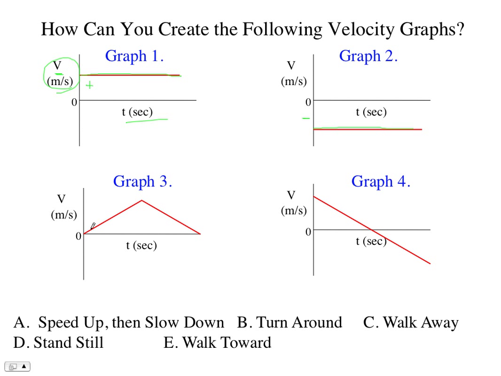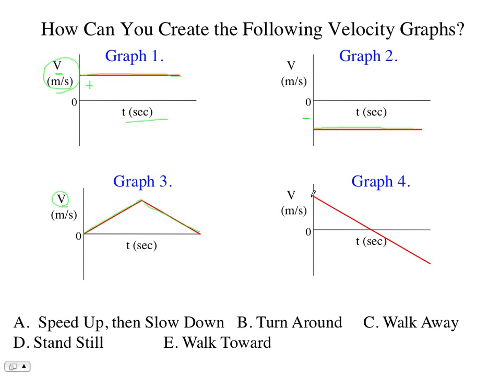For graph 3, you might think we're walking away and then turning around and coming back, and that would be true if this was position, but it's not. It's a velocity graph. And so our velocity starts at 0. We're speeding up, and then at this point we don't turn around. We still have a positive velocity. We're still going away from the detector. We're just slowing back down.